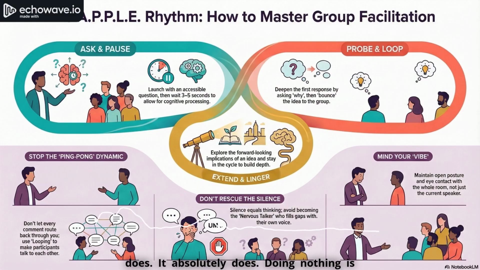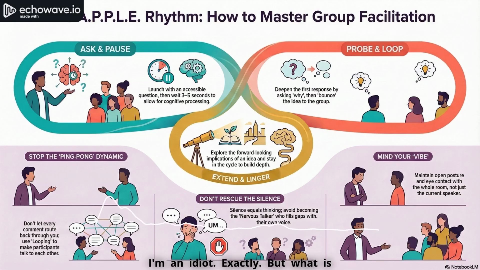Oh, it does. It absolutely does. Doing nothing is often the hardest part of leadership because when you're the one standing at the front of the room, time just sort of distorts. It slows down to a crawl. It really does. The adrenaline of being the focal point makes 5 seconds feel like 5 minutes. Yeah. And you start to interpret that silence as failure. Right, you think, oh no, they hate my question. They think I'm an idiot.